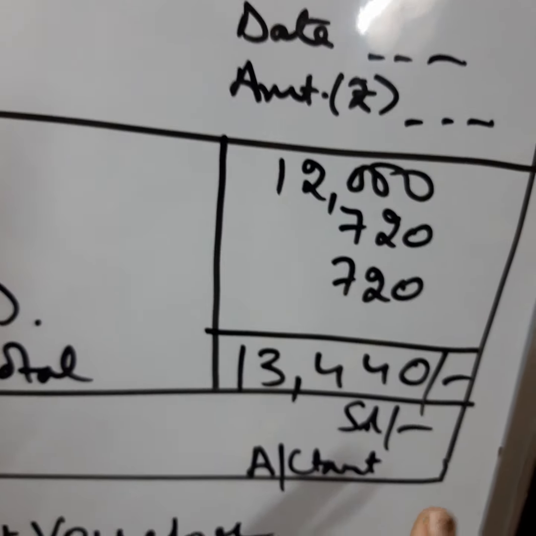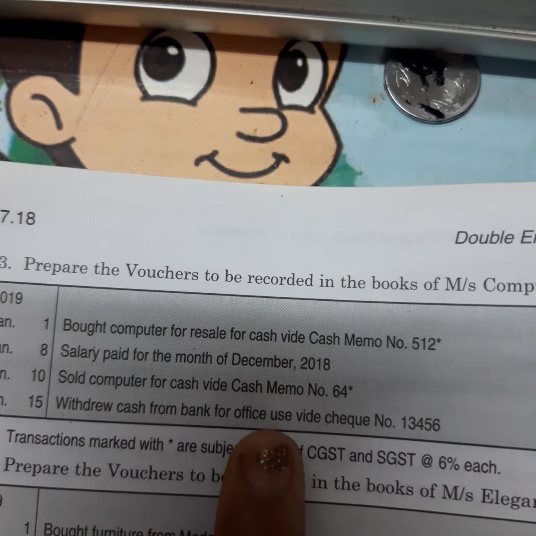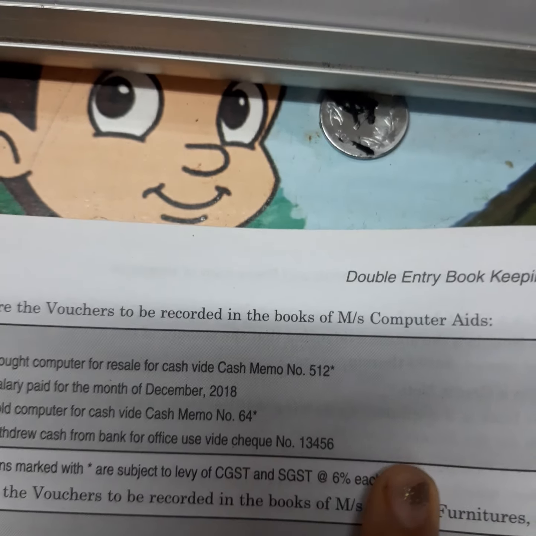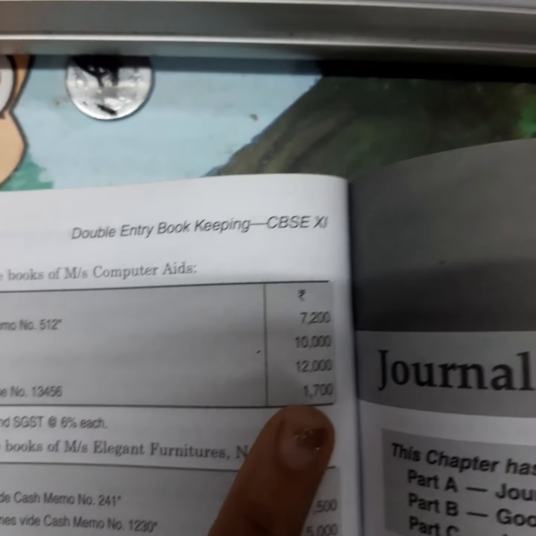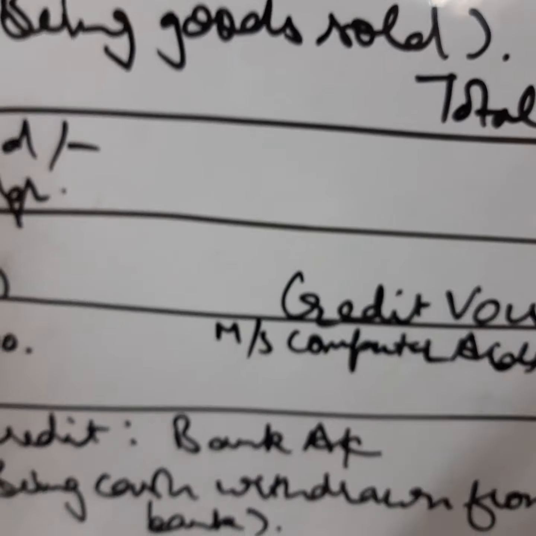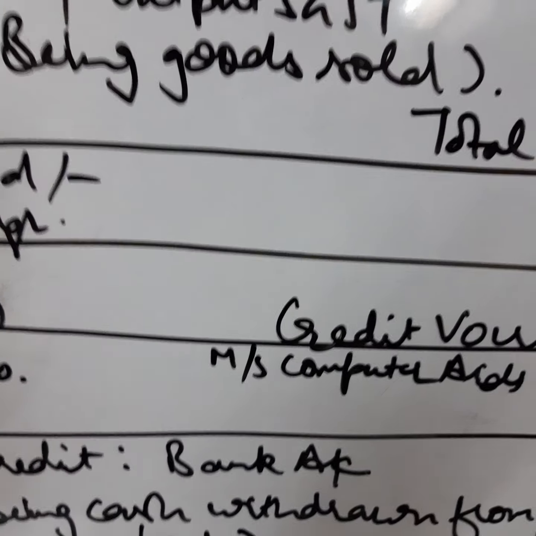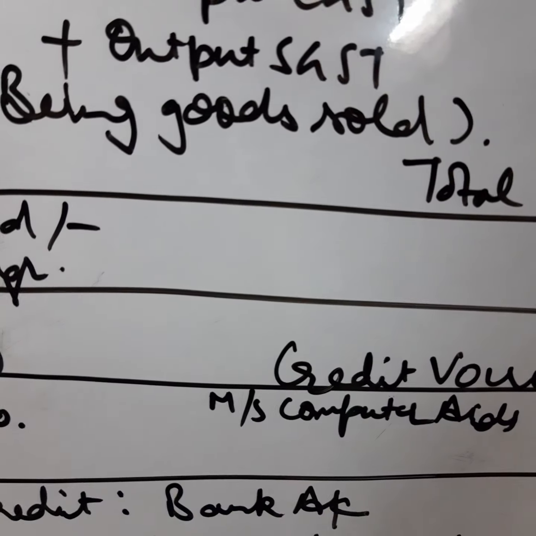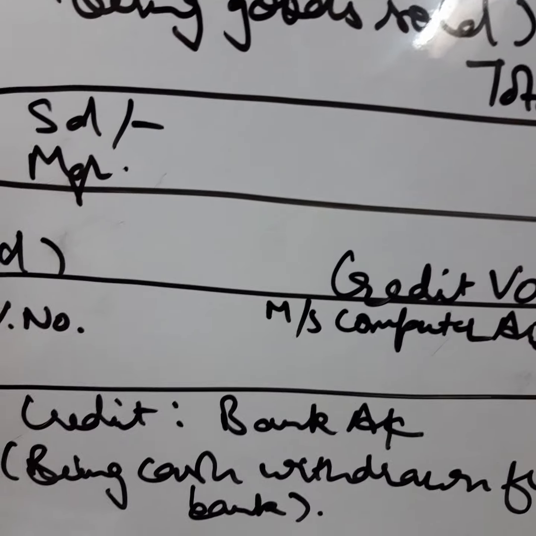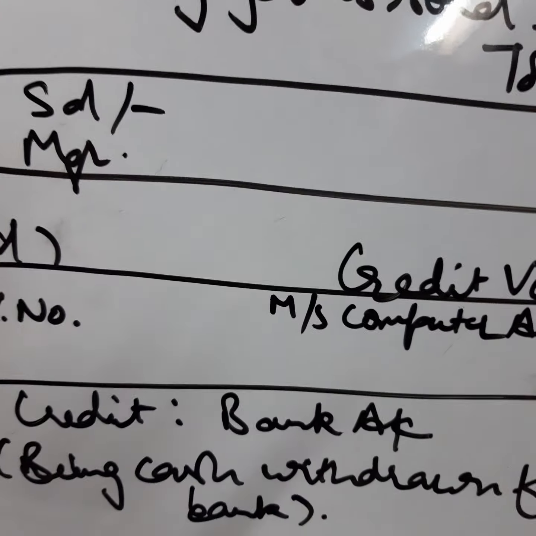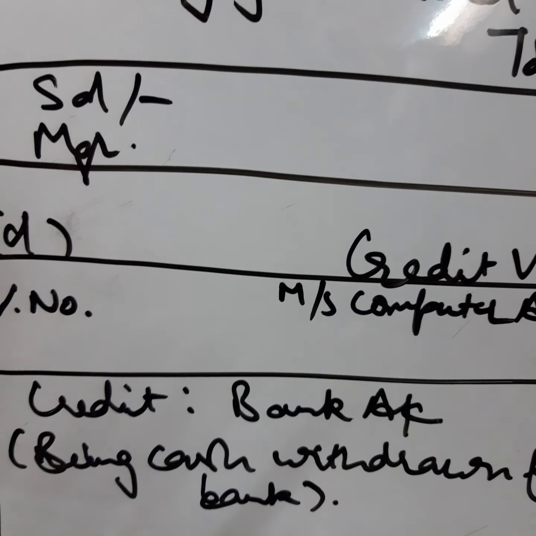Next, fourth point is January 15th, withdrew cash from bank for office use, cheque number this, amount 1700. When we are withdrawing cash, cash is coming into our business, cash is being debited. So what is being credited? Bank, because bank is an asset which is decreasing. So credit the decrease. We know these accounting rules of debit and credit.